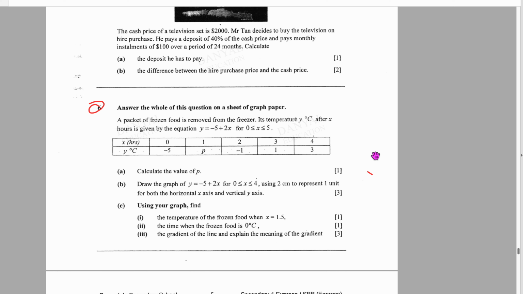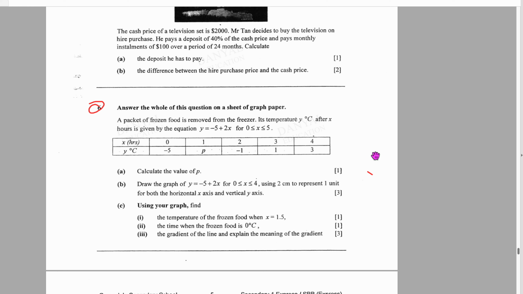This is every 1 hour difference, right? Yes. Every 1 hour increase by 2. Yes. So that's the meaning of this gradient. So in a way, you need to use the value 2 to say, okay, the gradient 2 means for every 1 hour, the temperature will increase by 2 degrees Celsius.